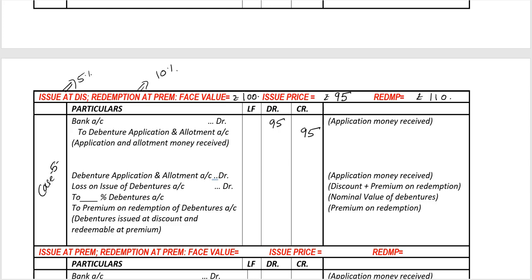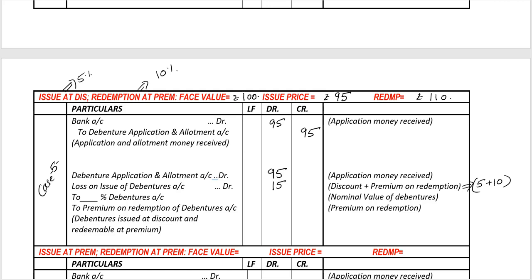In the second journal entry, debenture application and allotment account should be debited with the application money received, which is 95 rupees. Loss on issue of debentures needs to be debited with the amount of discount plus the premium on redemption. The discount amount is 5 rupees and the premium on redemption is 10 rupees. So totally it's 15 rupees.